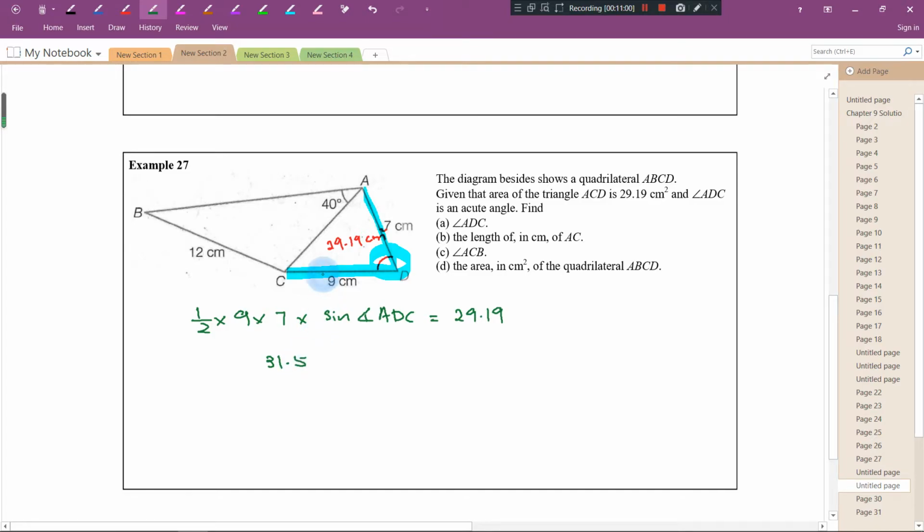Okay, let me check. This is 31.5. Now, 31.5 times sine angle ADC is equal to 29.19. So sine angle ADC is equal to 29.19 divided by 31.5, which is equal to 0.92667.